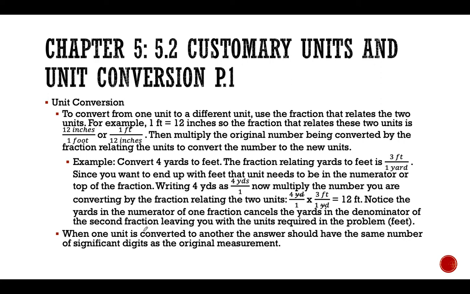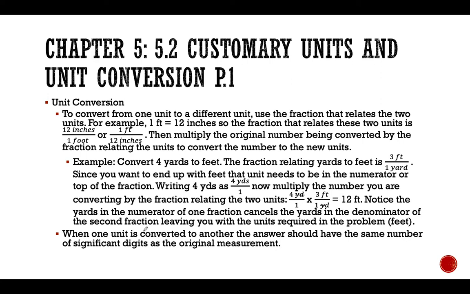to the new units. As an example, if you want to convert 4 yards to feet, the fraction relating yards to feet is 3 feet to 1 yard. You want to end up with feet, so you need to make sure feet is in the numerator. Writing 4 yards as 4 yards over 1, you now want to multiply the number you're converting by the fraction that relates the two units. So 4 yards over 1 times the conversion fraction, 3 feet to 1 yard, equals 12 feet.